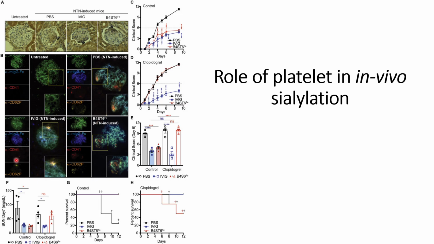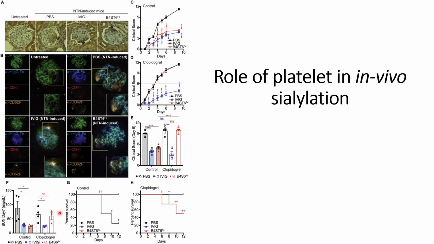You can see the signals for CD41 and also CD62P in both cases, which indicates that IVIG and B4ST6FC do not affect the activated platelets. Thereafter, once they validated that activated platelets are present at the site of inflammation, they needed to check whether they have a role in the anti-inflammation response or not.